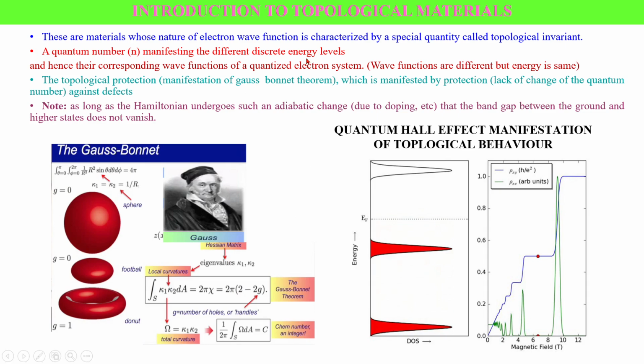These are materials whose electron wave function is characterized by a special quantity called the topological invariant, which is a quantum number manifesting the different discrete energy levels, and hence their corresponding wave functions, of a quantized electron system. It is protected by the quantization energy gap itself. This is called topological protection, a manifestation of the Gauss-Bonnet theorem, which is manifested by the lack of change of the quantum number against defects, as long as the Hamiltonian undergoes such an adiabatic change, due to doping, etc., that the band gap between the ground and higher states does not vanish.